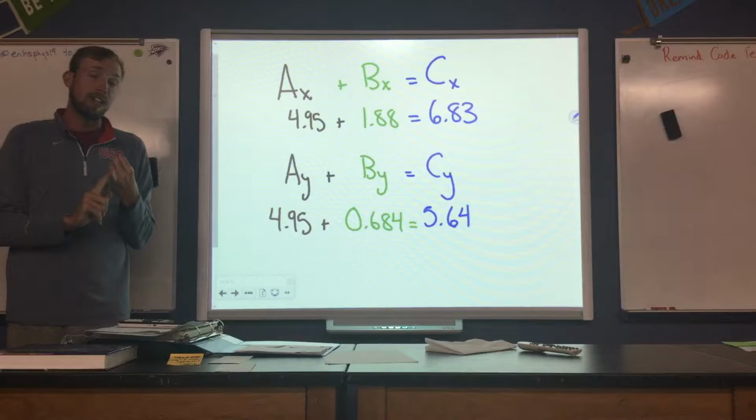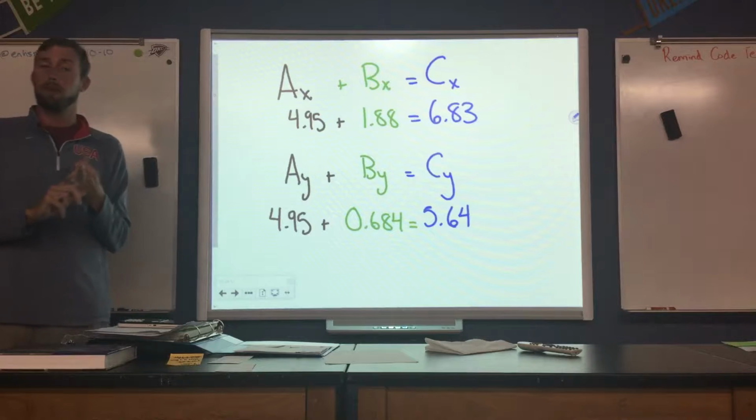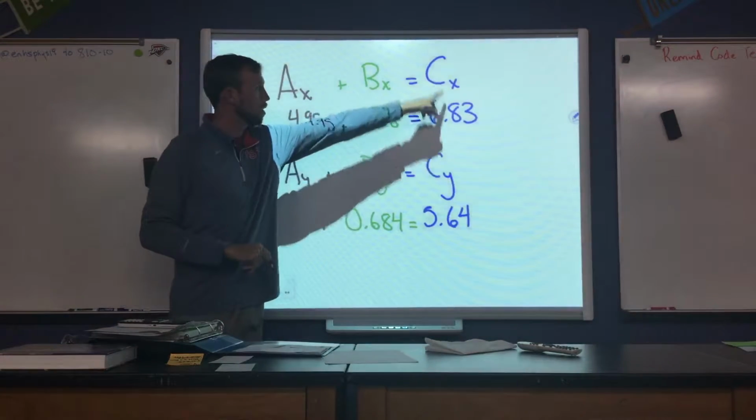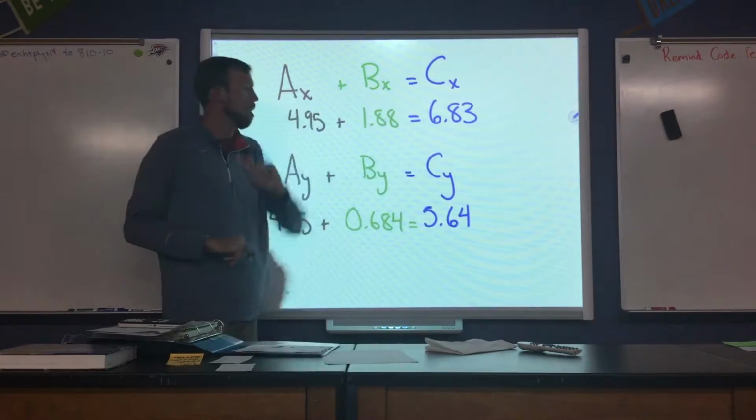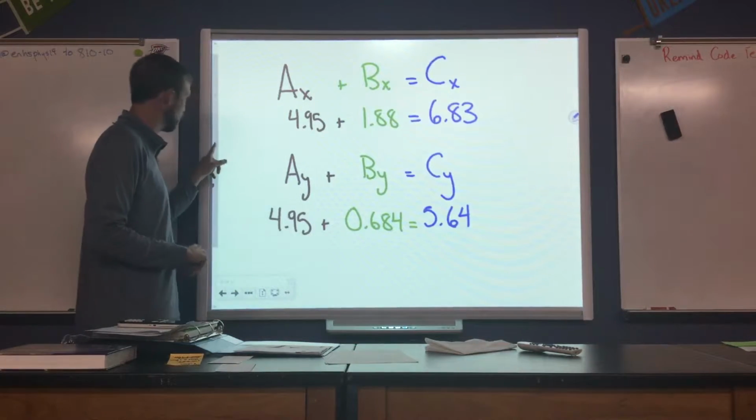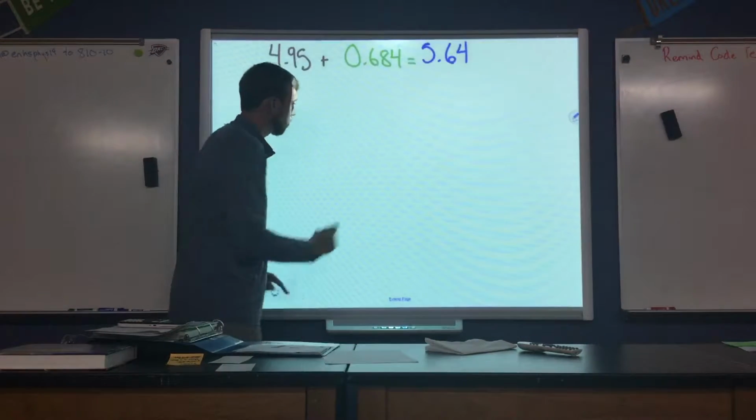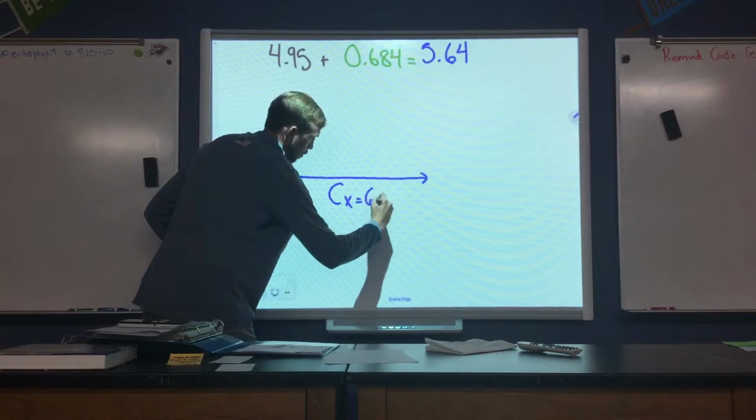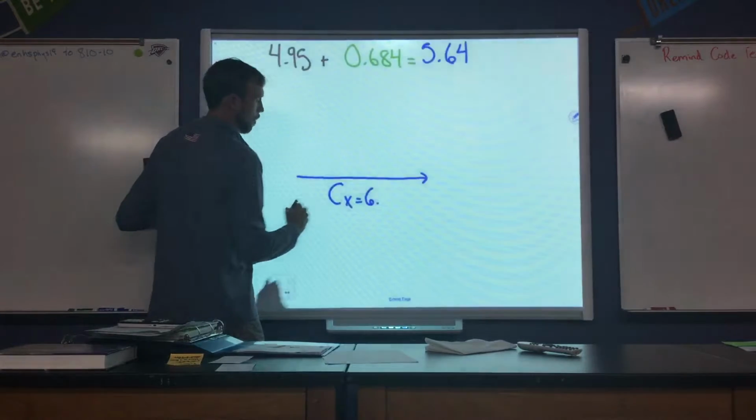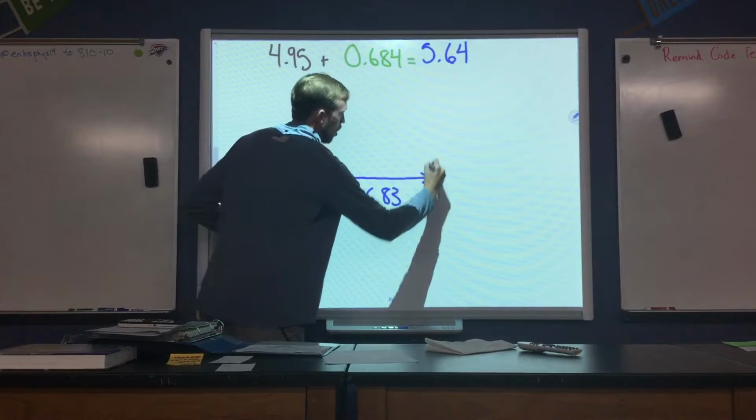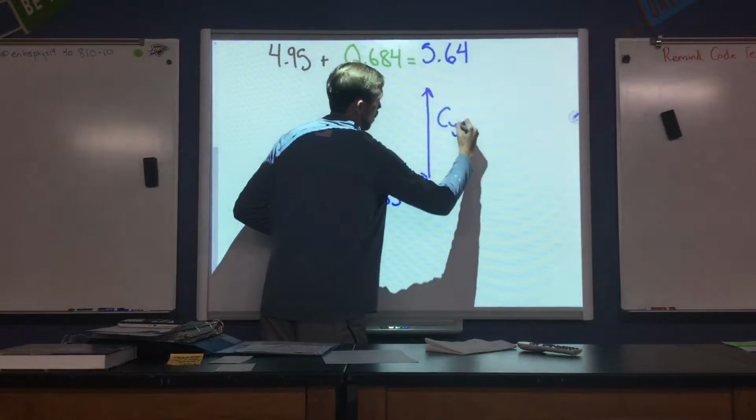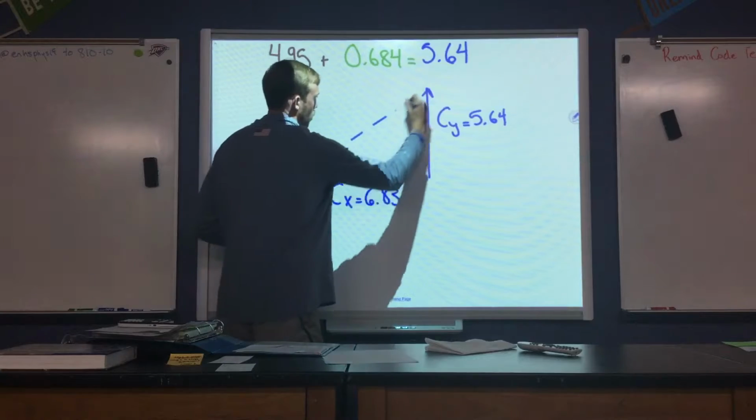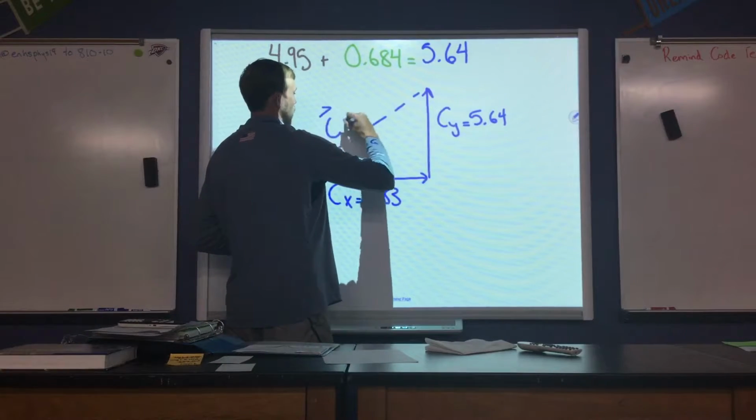So we've broken our vectors into their components, we've added the similar components, and now we're going to redraw our final picture. So I know that my x component for C should be this, 6.83. My y component should be this, 5.64. So now I'm going to take those and draw them out. C sub x, 6.83. There we go. C sub y, 5.64. And using those components will help us find our overall vector C.